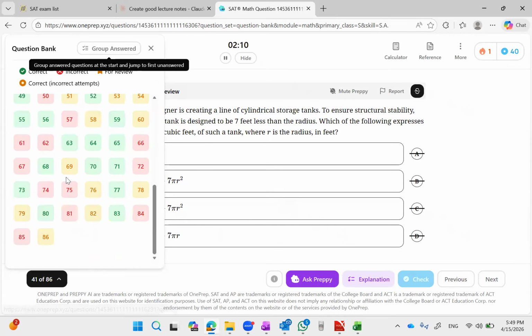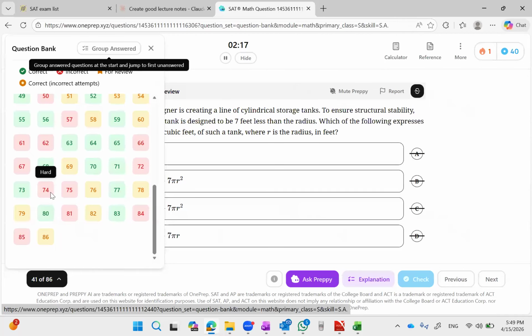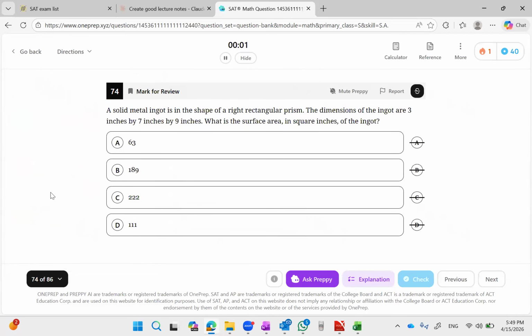So let's solve. Let's go to the hard questions, 74, 75. Let's solve from here till the end. Hard and easy. A solid is in the shape of a right rectangular prism. Dimensions are 3, 7, and 9. What is the surface area?